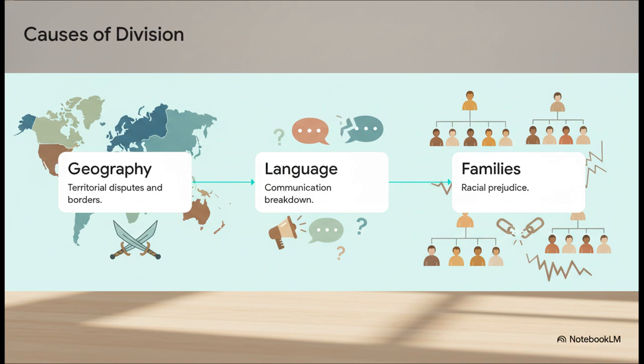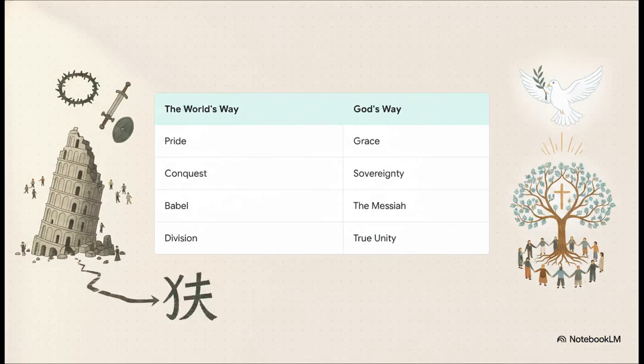But the immediate result created 3 deep-seated divides: geography, language, and families. And these quickly evolved into territorial wars, communication breakdowns, and racial prejudice. Guys, these are the exact same worldly conflicts and discriminations we're grappling with today. The core message here becomes crystal clear when you put these two methodologies side by side. The world's way, which comes straight from Nimrod, tries to force unity from the outside in, using pride, conquest, and centralized power. But just like Babel, it always ends in chaos and division.